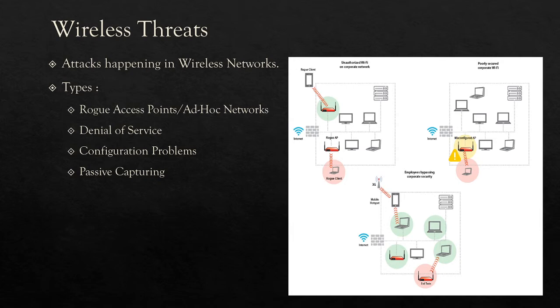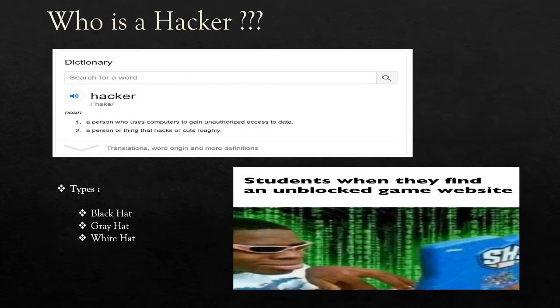And yeah, passive capturing is the same thing I was talking about with rogue access points. It is similar to that, where you don't have to directly interact with the person. You just create a fake access point and you just capture all those requests.